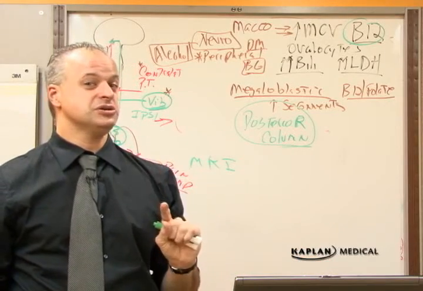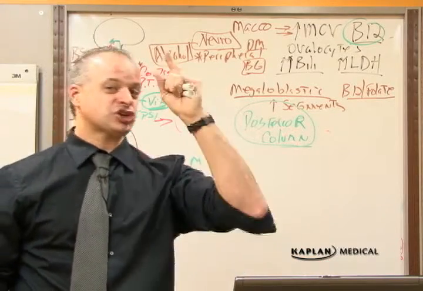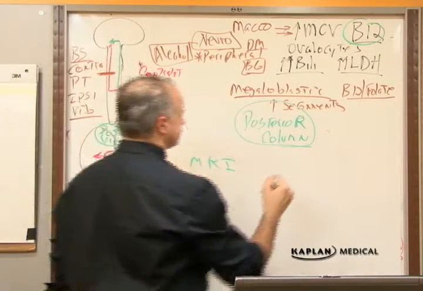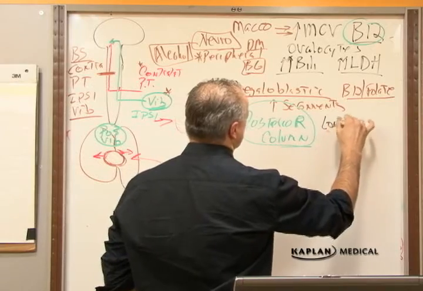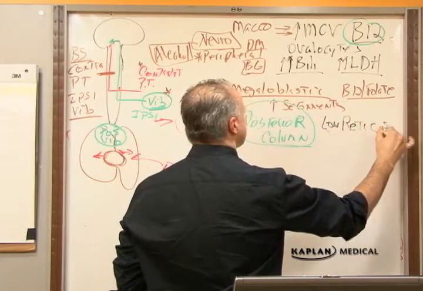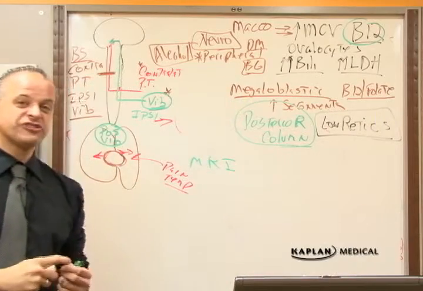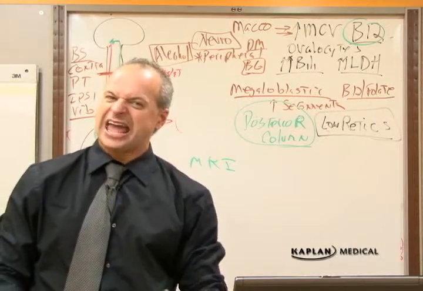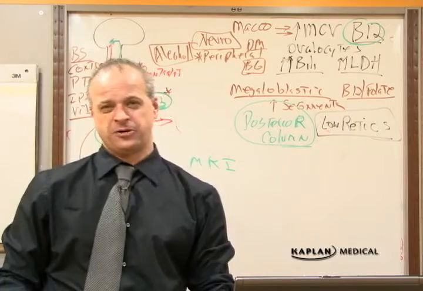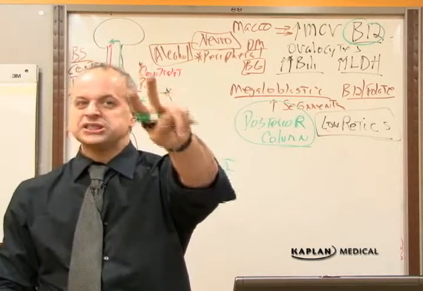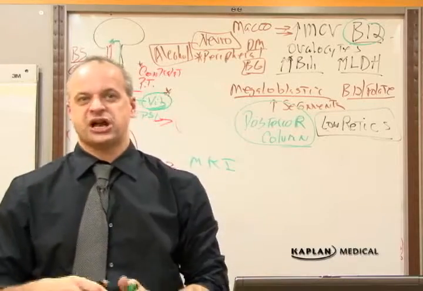Hemolysis gives you an increased reticulocyte count. B12 deficiency is going to have a low reticulocyte count, because reticulocytes are destroyed in B12 deficiency as soon as they leave the marrow. Vitamin B12 deficiency and syphilis are two of the only things that will destroy just the posterior column.